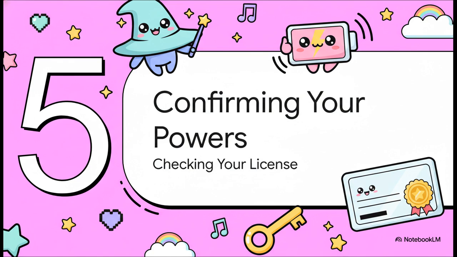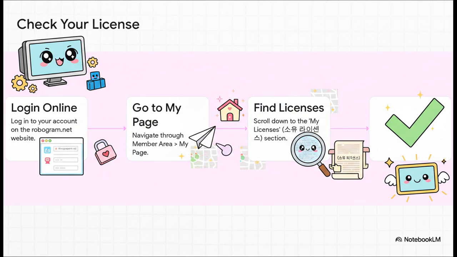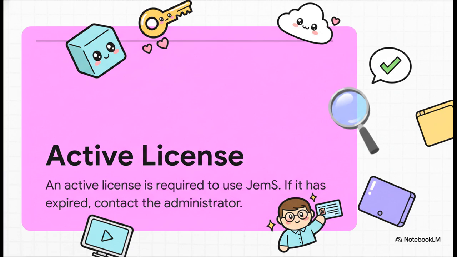We are so close, you guys. The very last step before we can start coding is just to make sure our magic tool is fully charged up. All we need to do is a quick little license check. For this part, just pop open your web browser and go to the robogram.net website. Log in there, find the member area, and click on My Page. Now, if you scroll down a little bit, you'll see your licenses. All we're looking for is that one magic word, active. So what does active even mean? It's simple. It just means your tool is ready to go with all its amazing features unlocked. If for some reason it says something else or that it's expired, please don't worry. Just contact the administrator and they'll get you all sorted out in no time.